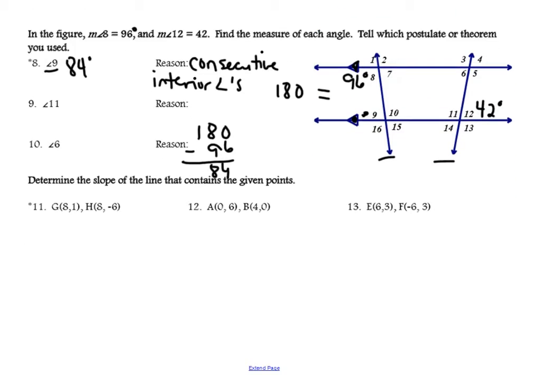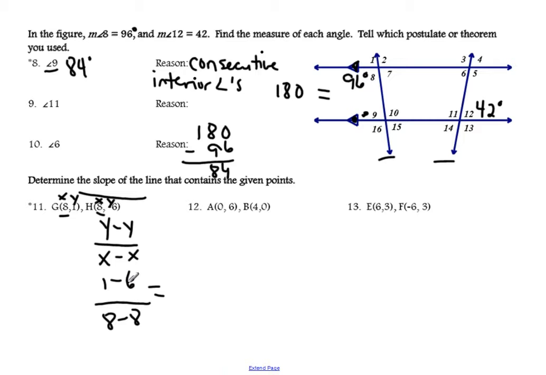Okay, number 11, determine the slope. The slope formula is rise over run, or the difference of your y's over the difference of your x's. And remember, the first value is my x value, the second value is my y value. So I'm going to do y minus y, so 1 minus 6 over x minus x, which is 8 minus 8. 1 minus 6 is negative 5, and 8 minus 8 is 0.